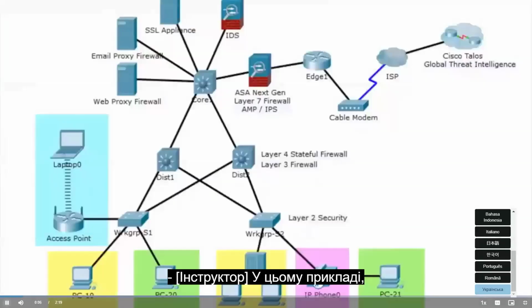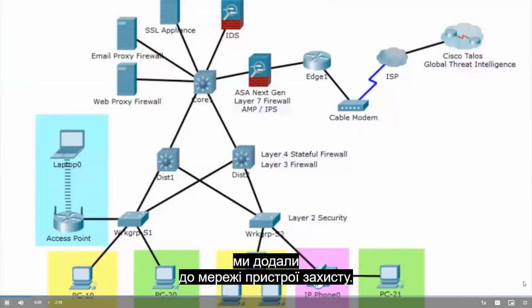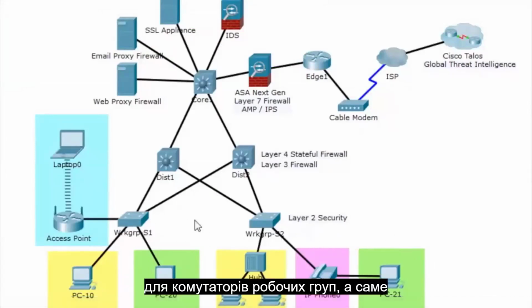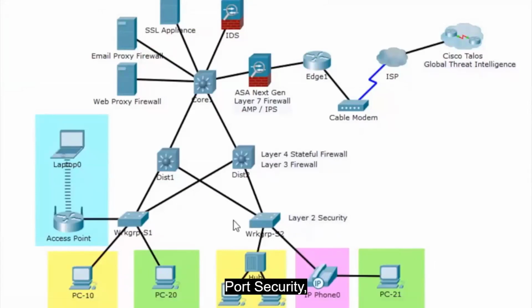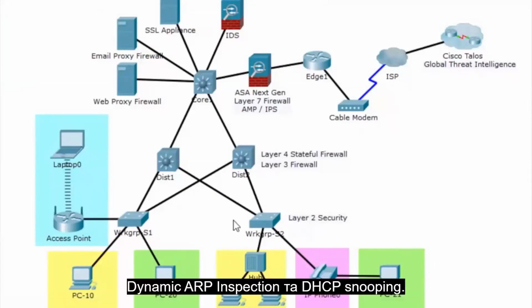In this example network, we've added security devices to the network. Let's take a look. At the network access layer, security has been added at layer 2 in the form of the workgroup switches with port security, dynamic ARP inspection, and DHCP snooping.